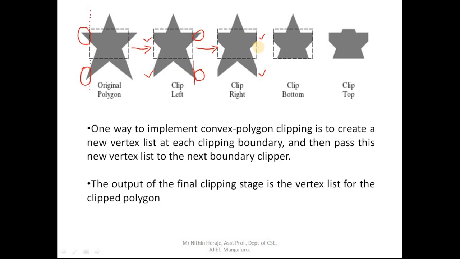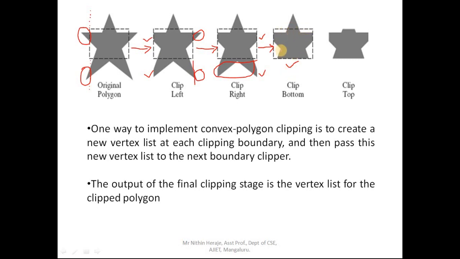Next it goes to the next section, the bottom clipping, and the input is this polygon after right clip. In the bottom clip, whatever portions are below the bottom line of the window will be clipped off. That is, this complete portion will be clipped off, and you will get the new polygon like this. You can see that here the polygon has been clipped off.